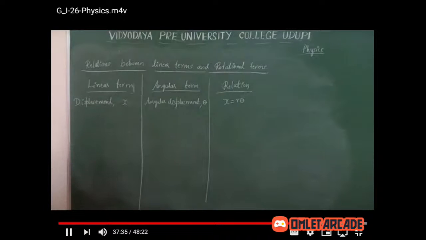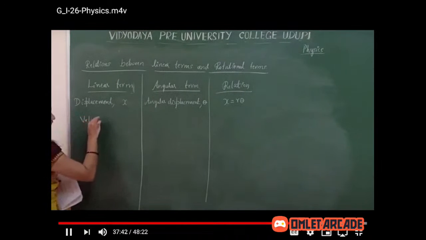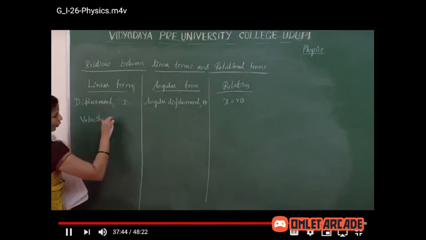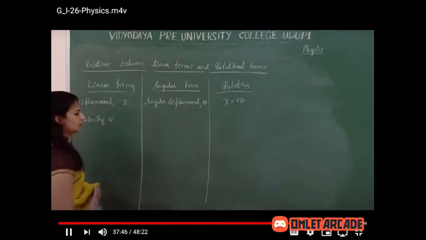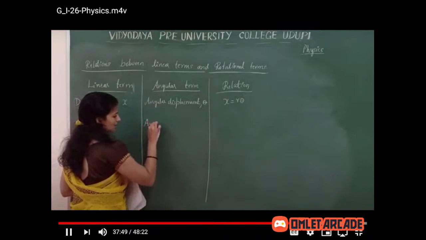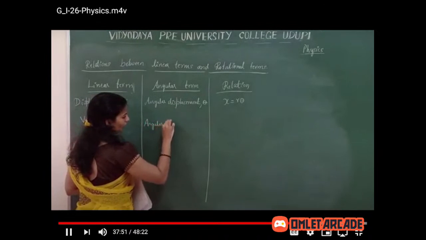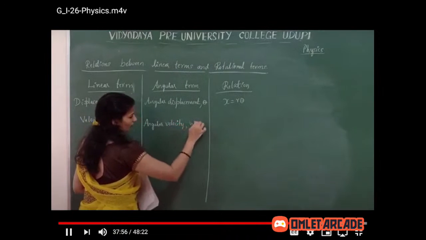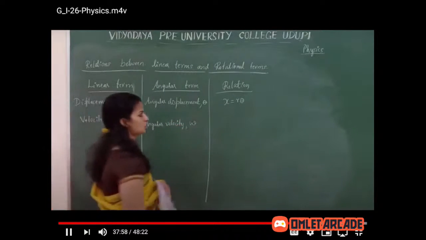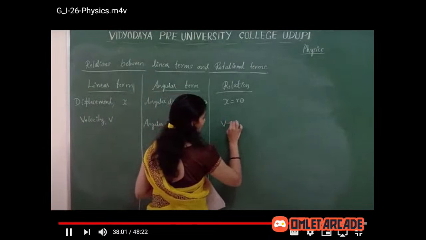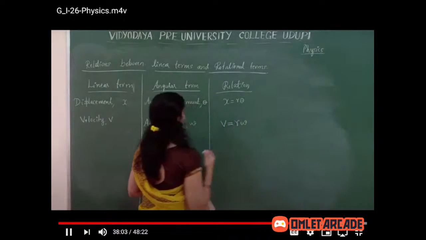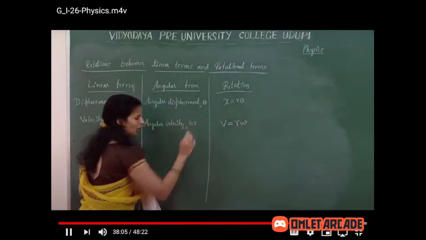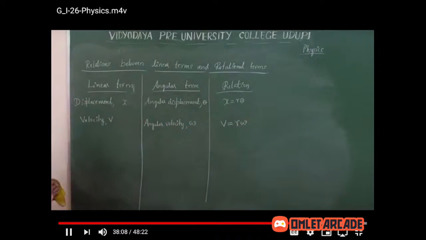Where r is the radius. Next, velocity v, and here it is angular velocity omega. The relation between these two is v is equal to r omega. Right? v is equal to r omega.